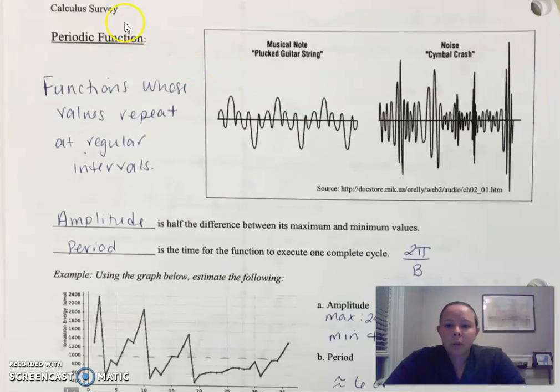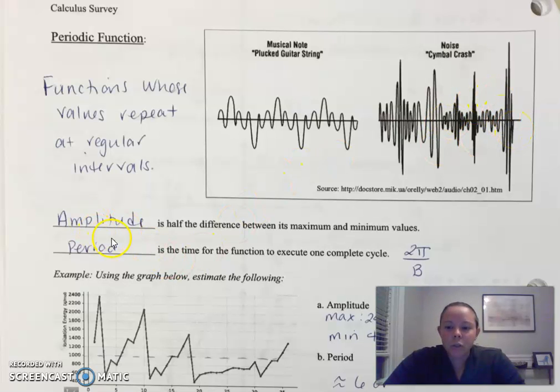All right, so just a reminder, periodic functions are functions whose values repeat at regular intervals. And as you can see in the real world, it's not obviously going to be perfect. I heard recently that if you have a perfect heart rate, that's actually not a good thing. But you can see how it relates to periodic functions.